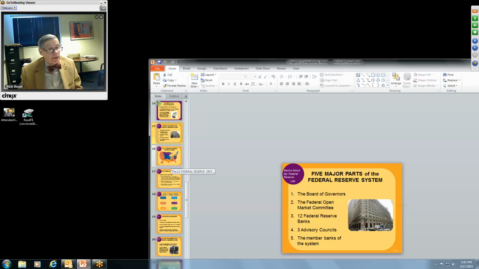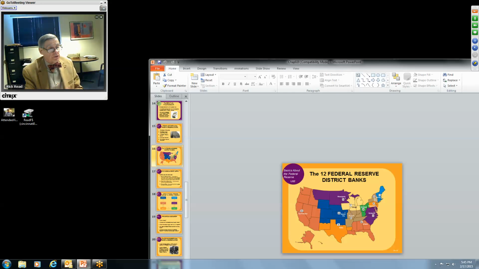Here are the 12 districts, and you can see them here. You notice that the Western District, which is located in San Francisco, covers the most territory in the United States. That's the way it was set up. Our population was certainly more toward the East Coast when the Federal Reserve started back in the early 1900s. Texas and California did not have the size populations they do today. New York was number one, and stayed number one for years up until the 1960s. And so those things just stay the way they are, and that's not going to change any.